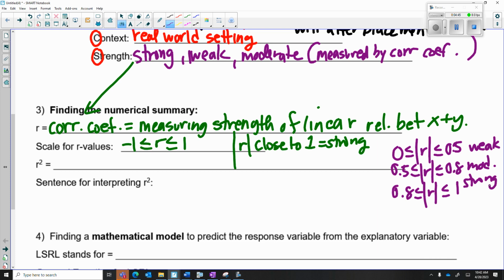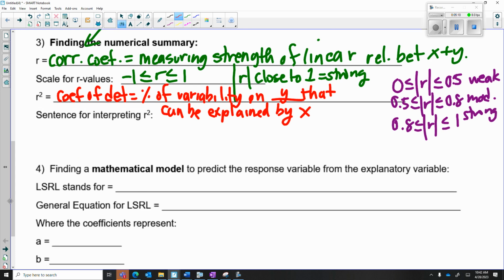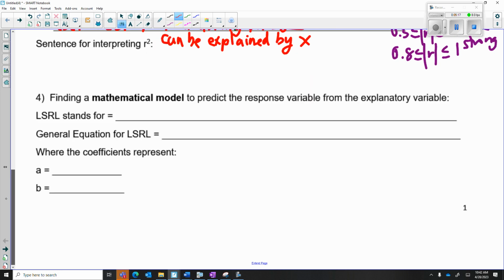R squared is called the coefficient of determination. The coefficient of determination measures the percent of variation or variability in y that can be explained by x. And the way that you get that is you can either just look at the statistical output, where r squared is usually there for you, or you could take r and manually square it and you will get r squared. Now, we're going to talk about the least squares regression line.